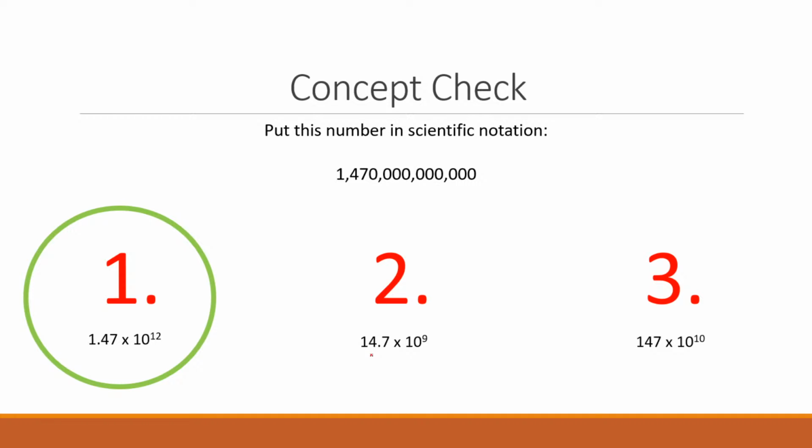I know for a fact, even before putting this number into scientific notation, that choice 2 and choice 3 are bad choices because they do not start with a single-digit number. A correct scientific notation has a single-digit number in the front. 147, not a single-digit number. 14.7, not a single-digit number. 1.47 is a single-digit number, so that makes it a good candidate, and on top of that, it's got the right exponent in the back.